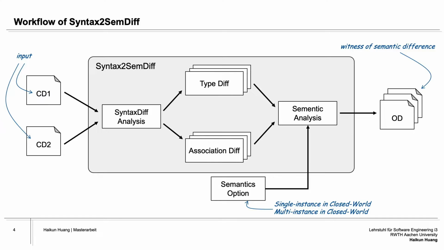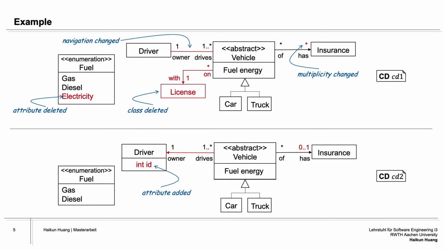After the semantic analysis, we will generate the diff-witness ODs if there exists a semantic diff between CDs. For example, we have two CDs, CD1 and CD2, and you can find there are many syntactic differences between these two CDs, such as the attribute electricity has been deleted from CD2.